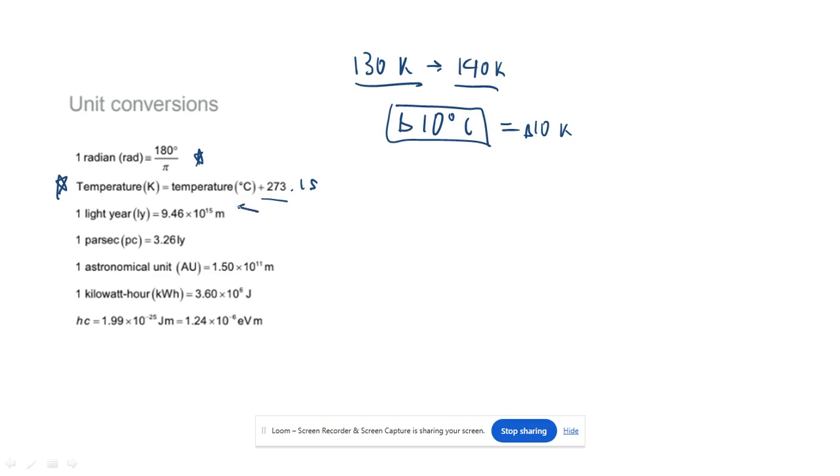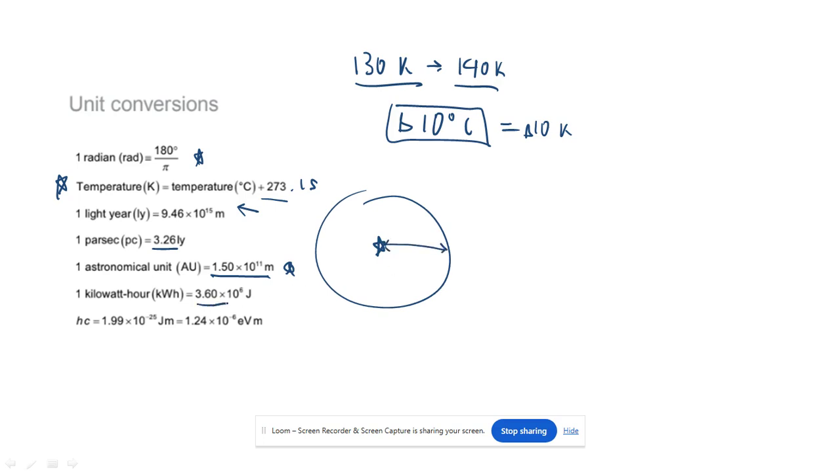A light year is that many meters. That's how far light travels in a year, which is a parsec is that many light years. That's handy. An astronomical unit, that's the distance from the sun to the earth.